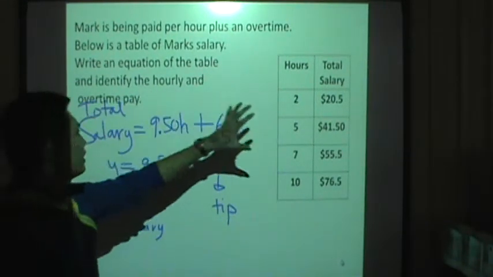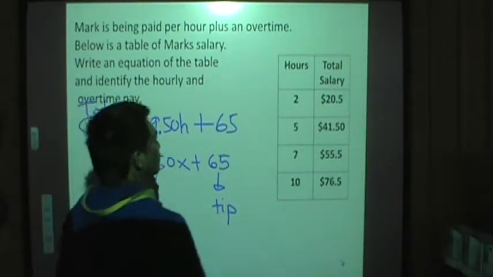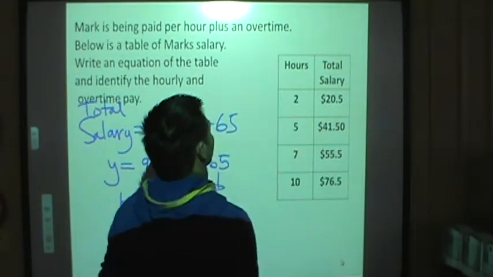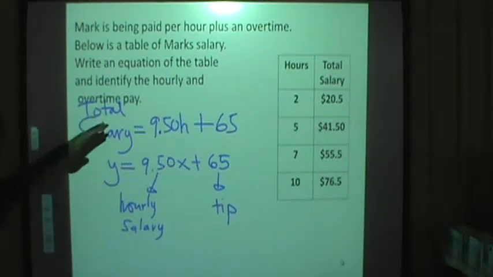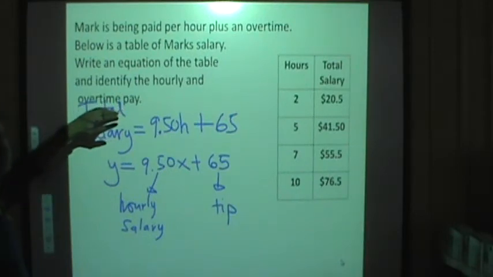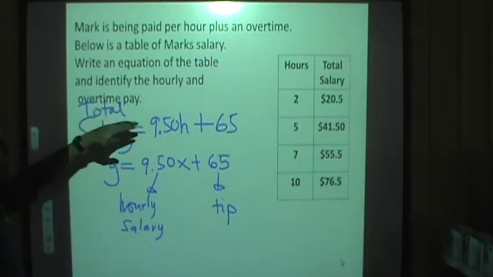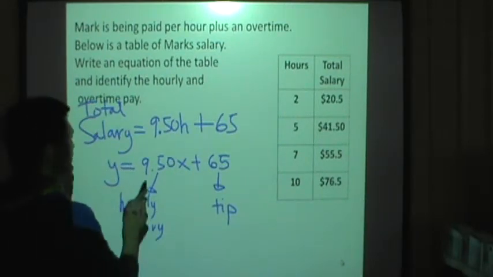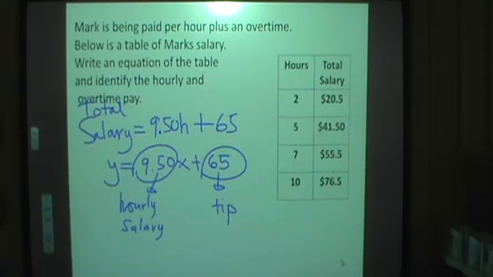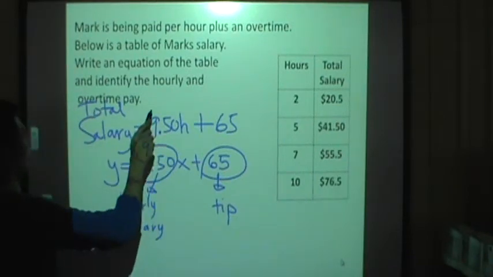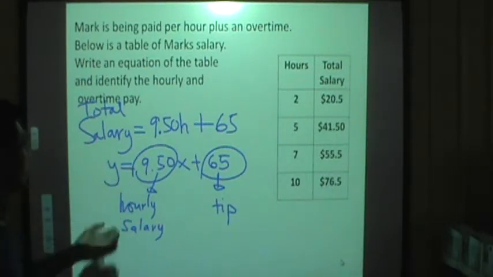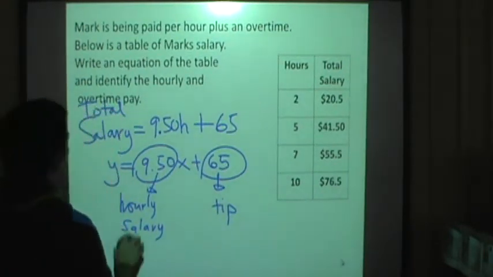So in a problem like this, the total is already given. The number of hours is already given. I think the problem here is we need to identify the hourly pay and the overtime pay. So that means we need to identify the slope and the y-intercept. So the y-intercept would be in this problem the overtime, and then hourly rate will be the number beside x, which is the slope. So let's do this.